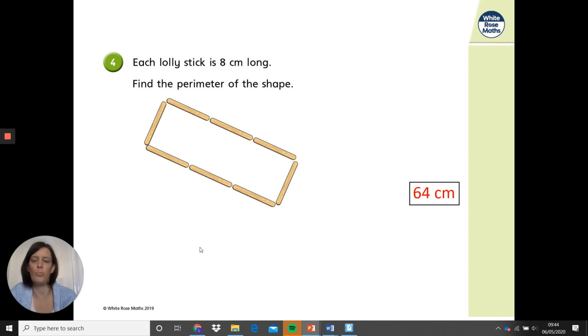Okay, it would be 64 because if you count up 8, 16, 24, 32, 40, 48, 56, 64. Okay, or you could have counted, there was 8 lollipop sticks all the way around, 8 8s are 64. Or you might have counted 1, 2, 3, 4, or 8, 16, 24, 32 for those two sides and doubled it, 64. Quite a few different ways to work that one out.